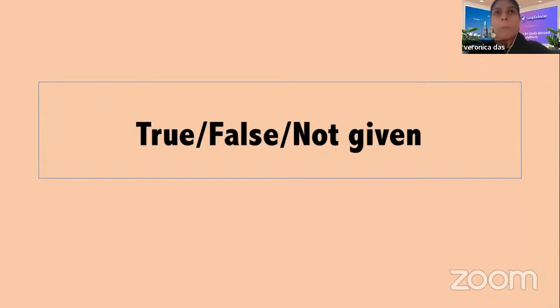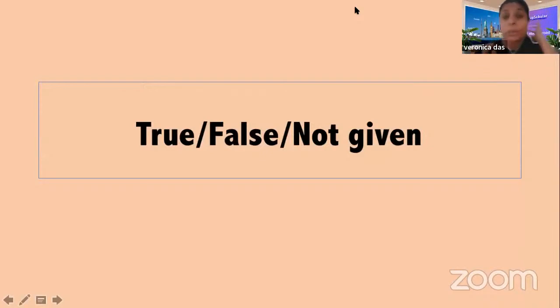True, false, not given is a tricky question. It's not a difficult question, it is a very tricky question, so you need to understand it properly. There are certain rules of true, false, not given. I'm sure you would have read many books, seen a lot of videos, and attended many master classes. Can you tell me when do we say something is true according to IELTS?